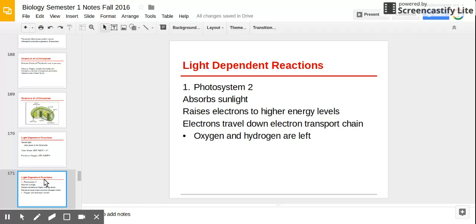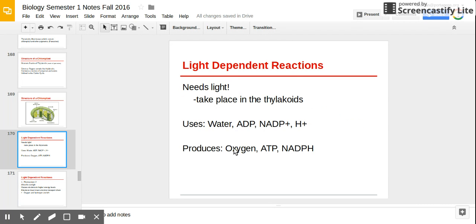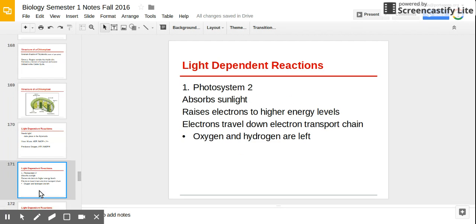That means, if you guys remember, electrons are orbiting around our nucleus. It helps us to raise those electrons to higher energy levels so that they can be valence electrons, so they can leave the atom and then be used to carry energy somewhere else, okay? And we get oxygen and hydrogen left over. Remember here, we had oxygen left over, we had hydrogen left over, and we attached it here, okay? So that's our first step.